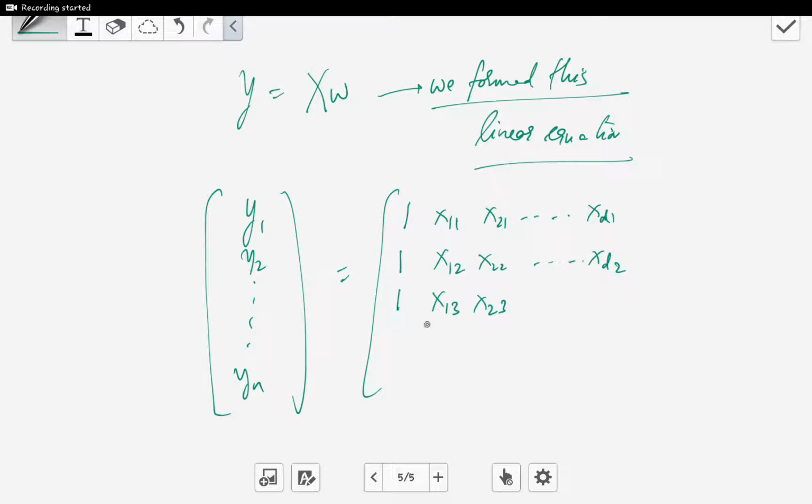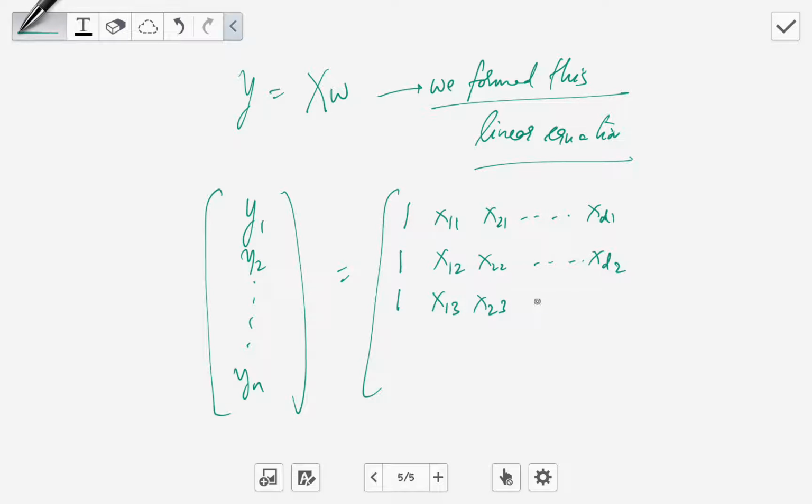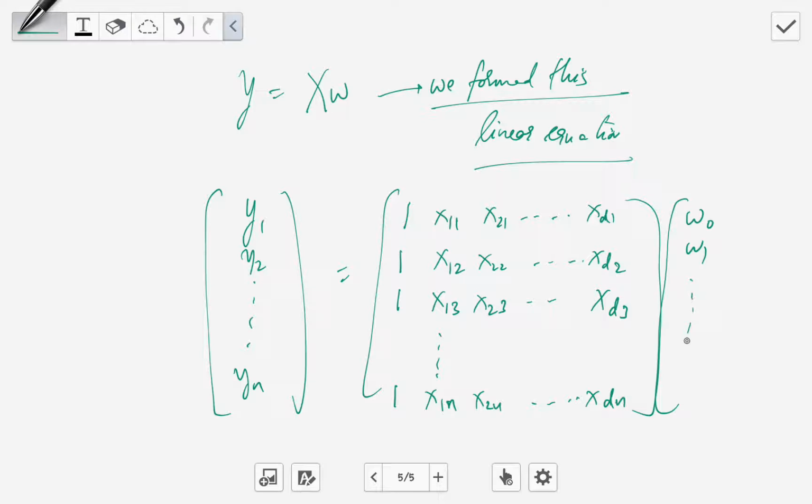We have x1, x13, x23, so on up to xd3, and this goes on up to x1n, x2n, so on up to xdn. Fine, this was your WD. This was what we formed. Fine. After that we used matrix.